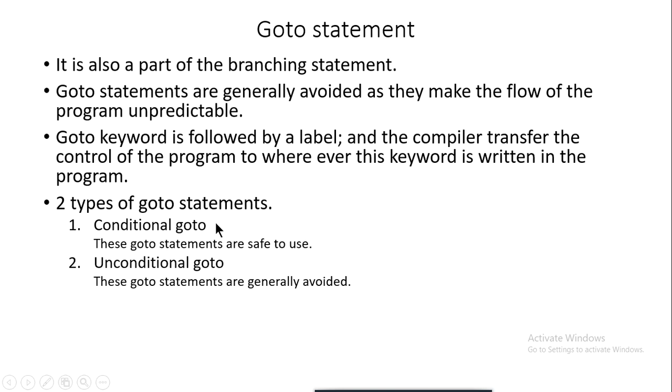So goto statements can generally be categorized into two types. One is conditional goto, where you put your goto statement inside a condition, so that if this condition hits, only then your goto statement executes, otherwise not. The other is unconditional goto statement. You see here, unconditional goto statements are written as a normal statement without any condition, but it will complicate things and the remaining code will not be executed. So unconditional goto statements should be avoided.